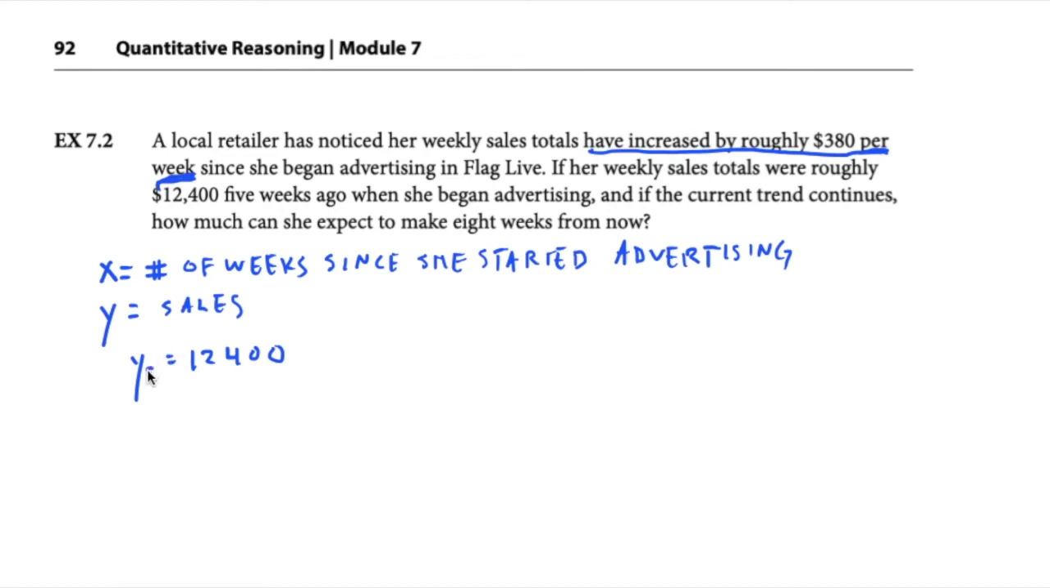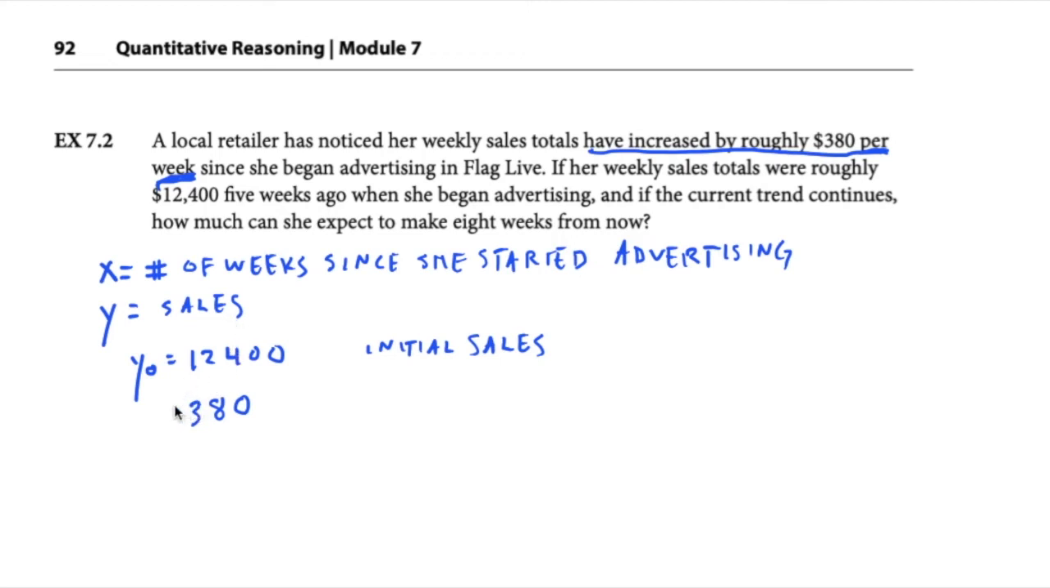I'm actually going to call that y sub 0. This is the initial, in this case, sales, because that was the amount of sales before she started advertising. So then if I think about this 380, that's the amount that the sales are increasing every single week. So this is the amount that y will increase for one increase in x.